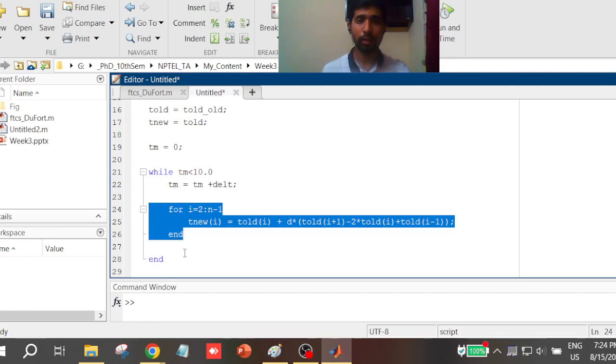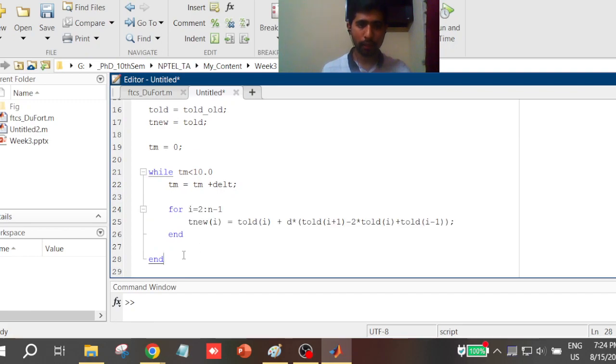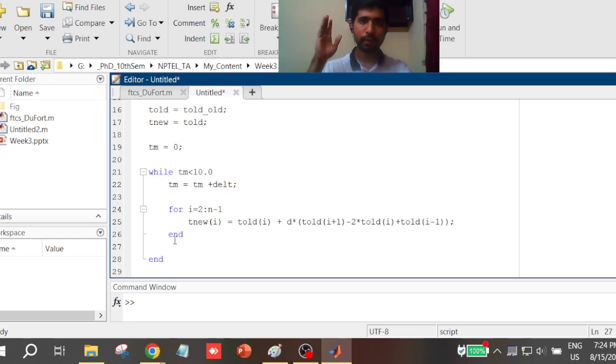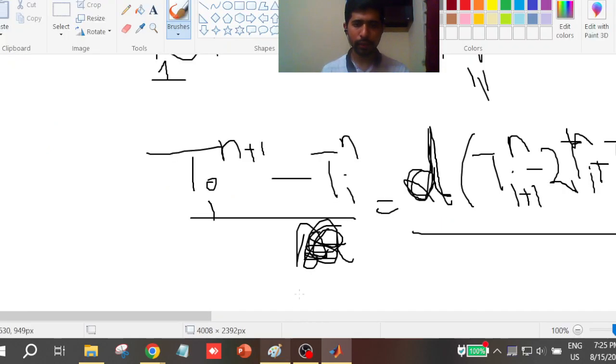Here we have done the time marching. It is very important, this is a step which many people forget to do. You have to keep on updating T old and T new. Now you have calculated T new using T old. Now you have to update, right? T old also will become T new now.